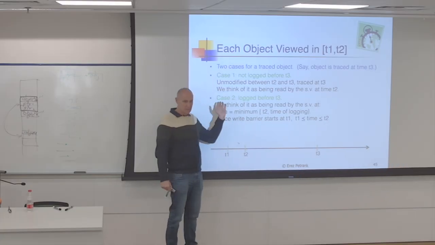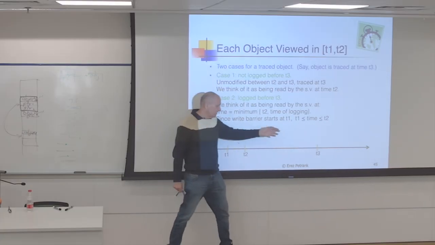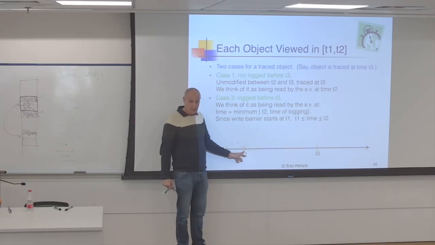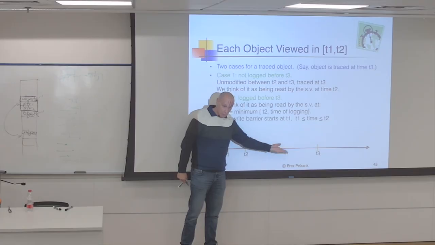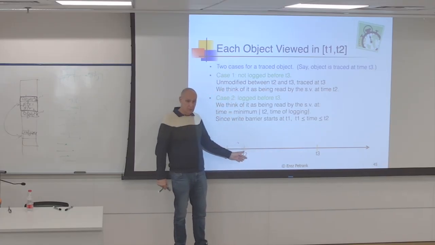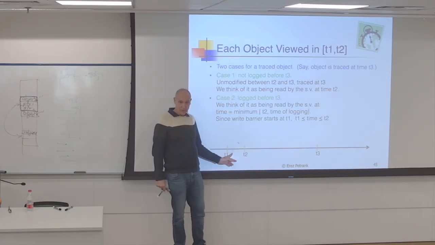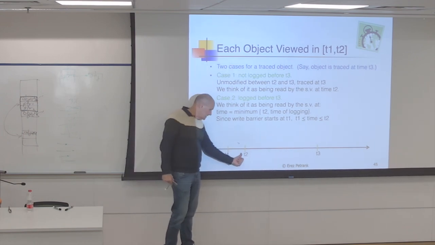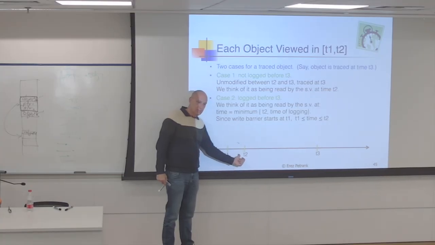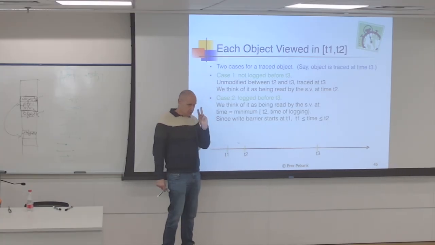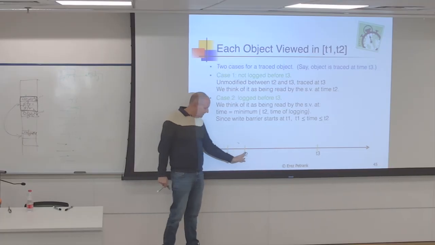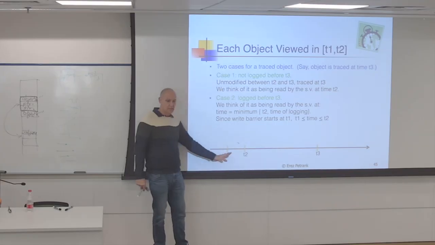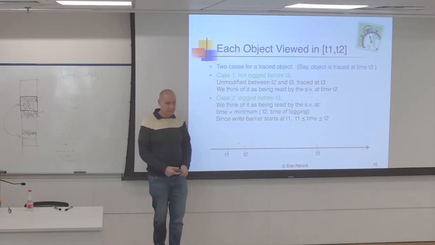So any object, if it is not logged, fine, I'm looking at the heap here, but it's the same at T2. If it is logged after T2, then I'm looking at the log, but it's the same as T2. If it's logged before T2, it cannot be logged before T1, and I'm looking at this log, and it's just a view between T1 and T2. So there are two things that I'm trusting: that after T2, everybody is using the write barrier, and before T1, no one is using the write barrier.